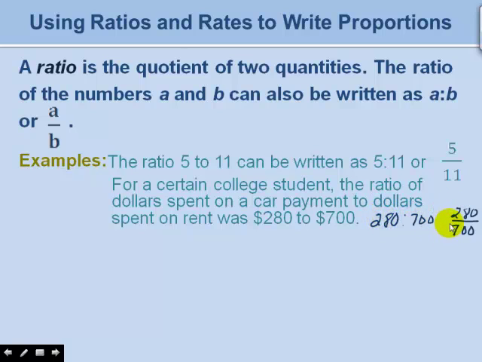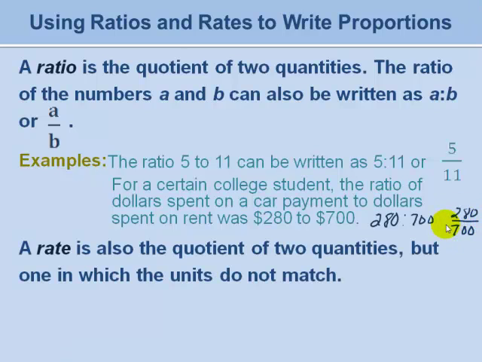And notice in both of these cases that I didn't include the dollar signs. If you think about this as being a fraction, then the dollar sign is a unit, and since we have the same unit in both places, it would actually cancel out. That's one thing about a ratio, is that the units do have to match. And when you write it in a fractional form like this, there are actually no units because they will cancel each other out.